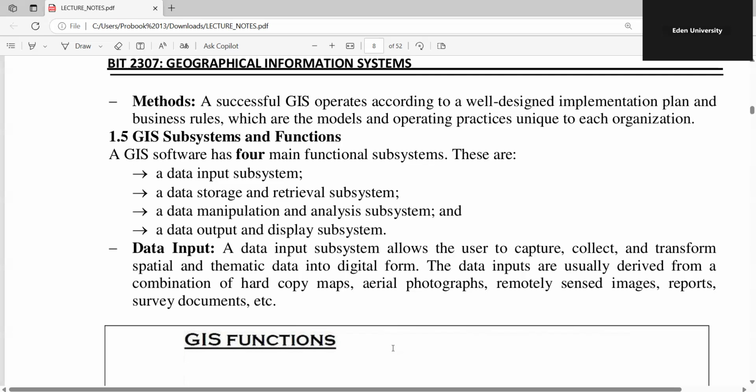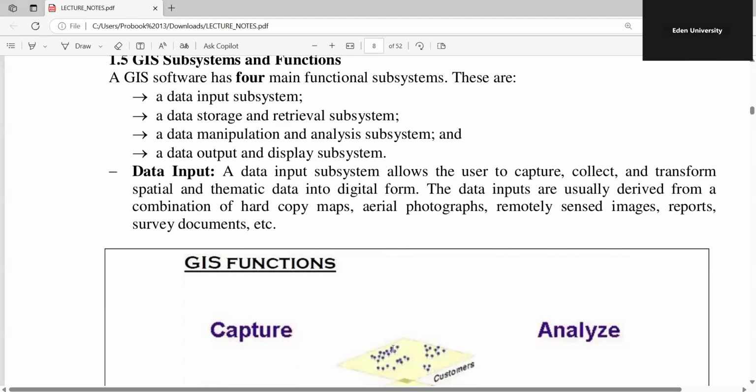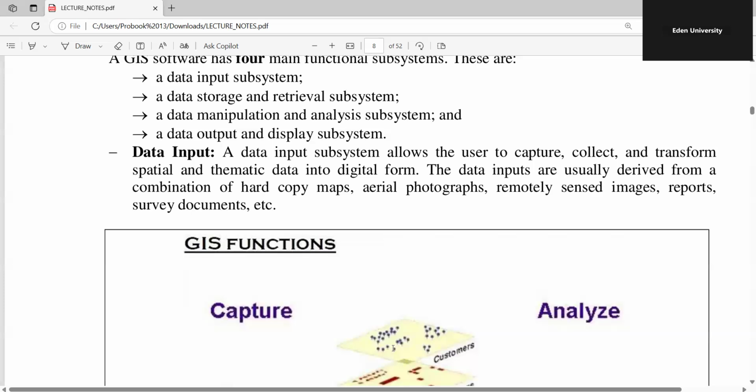Okay, what is data input? A data input subsystem allows the user to capture, collect, and transform spatial data into a digital form. The data inputs are usually derived from a combination of hard copy maps, aerial photographs, remotely sensed images, surveys, and so on.